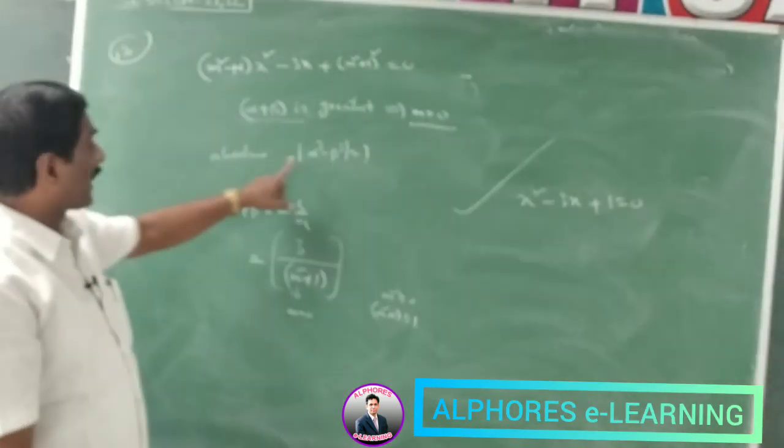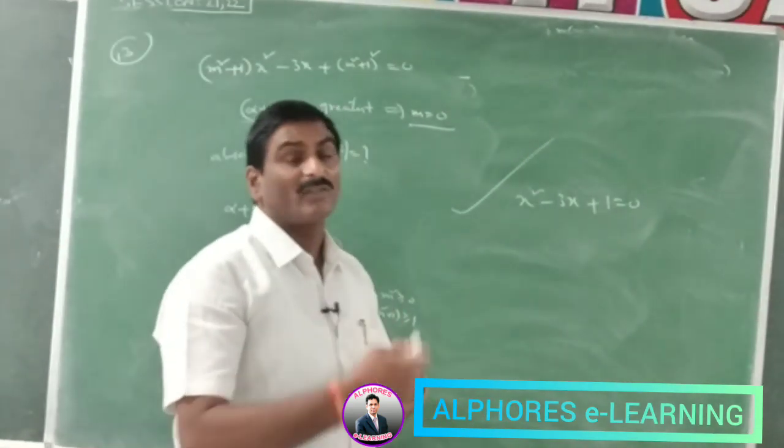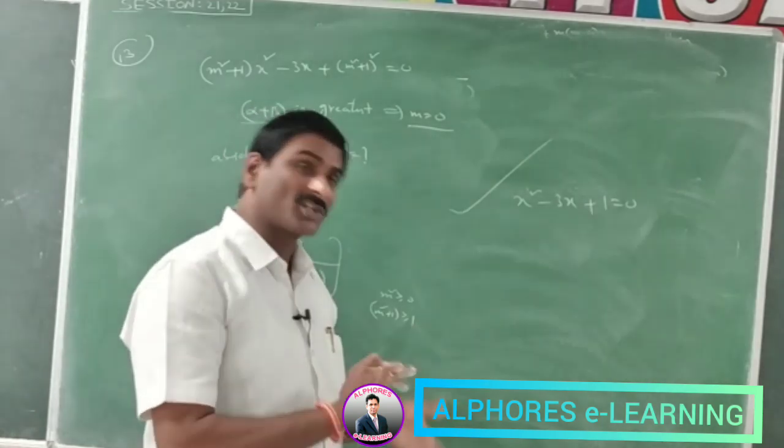Now we find mod alpha cube minus beta cube. Absolute difference means the difference is always a positive quantity. Absolute means either it is positive or negative, we take only the positive value.